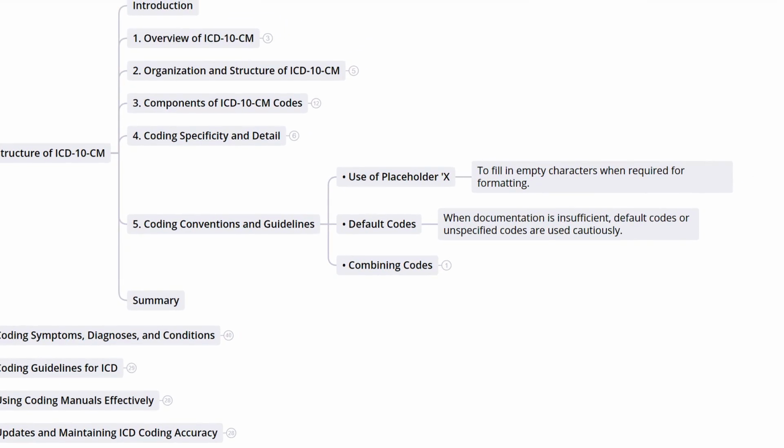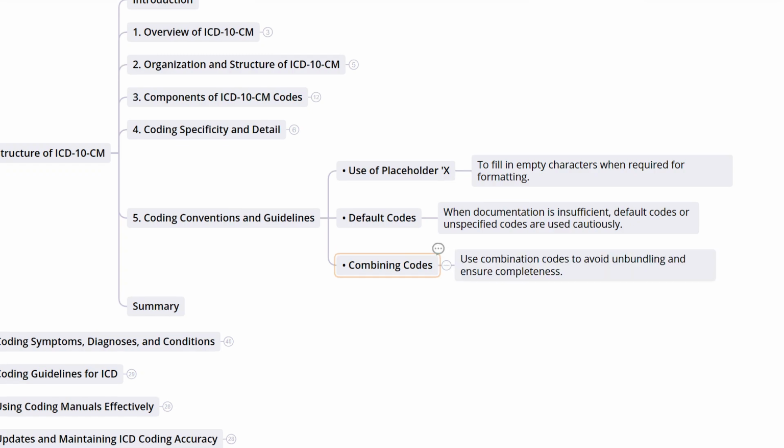Default codes. When documentation is insufficient, default codes or unspecified codes are used cautiously. It's combining codes: use of combination codes to avoid unbundling and ensure completeness.